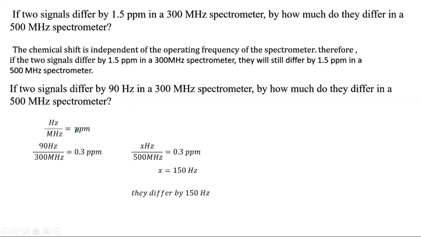Hertz by megahertz is ppm, we know. So 90 hertz by 300 megahertz will be some ppm. We know that the ppm will not change, so in 500 also that will remain the same. So in 500 megahertz we have to calculate x, that is, how much they differ when they differ by 90 hertz in 300. This x can be calculated very easily. x equals 150 hertz. So they differ by 150 hertz. These are typical simple questions which are asked in CSIR NET and GATE examinations. So thank you for watching this video.